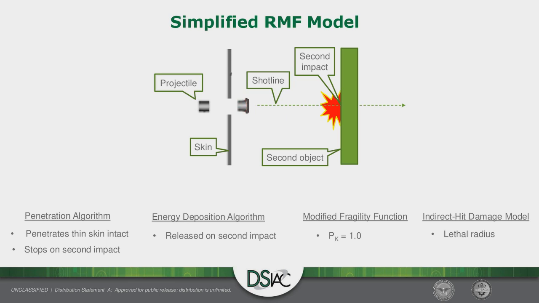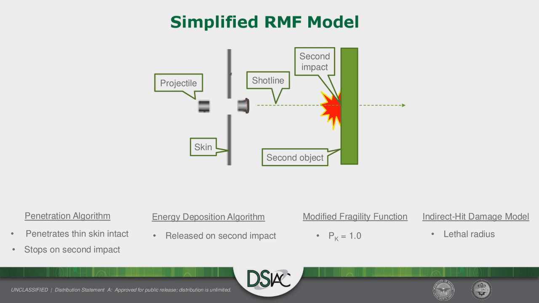Okay, so I am a physicist by training. So my first inclination is to, as the old joke says, consider the horse a sphere. So we'll simplify things considerably just to get started here. So the penetration algorithm, I'm going to assume, and I've included this in an endgame code, it gets through the skin intact. Then I'm going to further assume whatever it hits next is going to stop it. And all the energy is going to be released at that point. And that's the energy deposition algorithm. It all happens at the second impact.